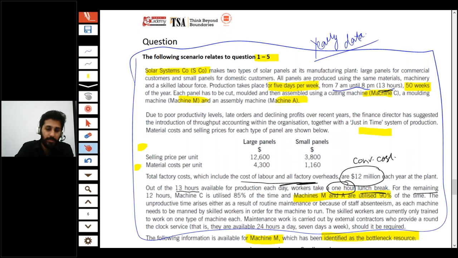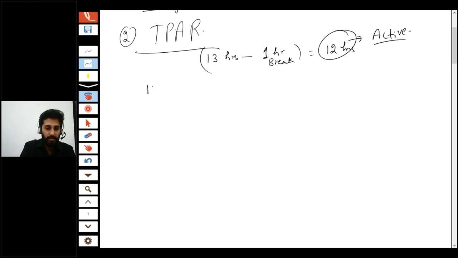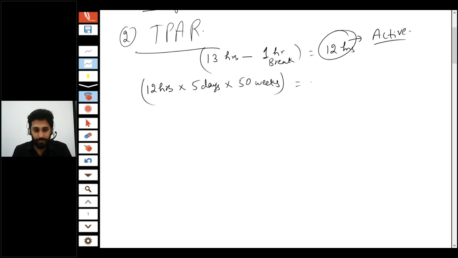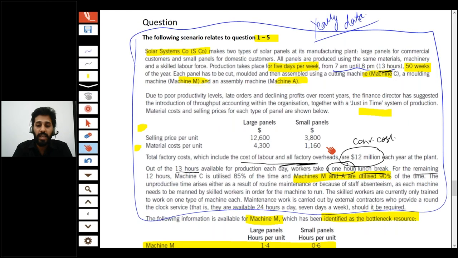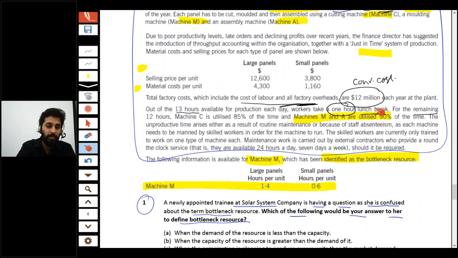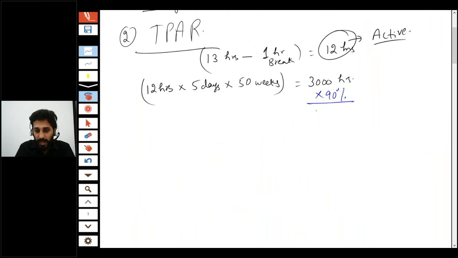All right. Now see, 12 hours daily. There are 5 days and there are 50 weeks. So that means 12 into 5 into 50. That becomes 3000 hours. And out of these 3000 hours, machine M is being utilized 90%. So that means your maximum available time is 90% for machine M, because in throughput we have to place our focus on the bottleneck, and that becomes 2700 hours of machine M actively.